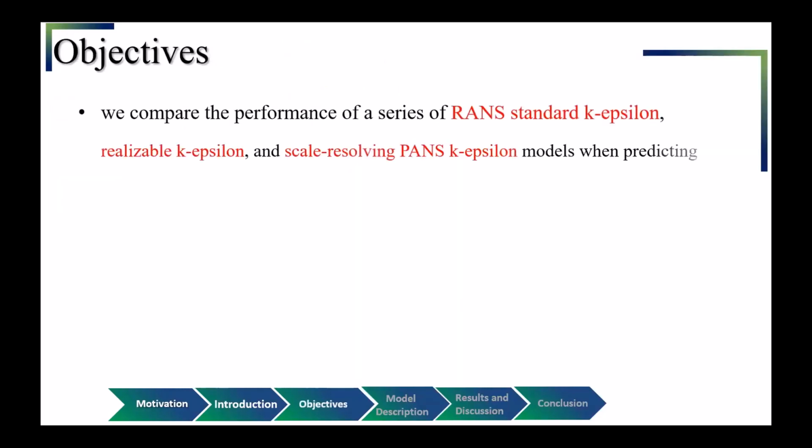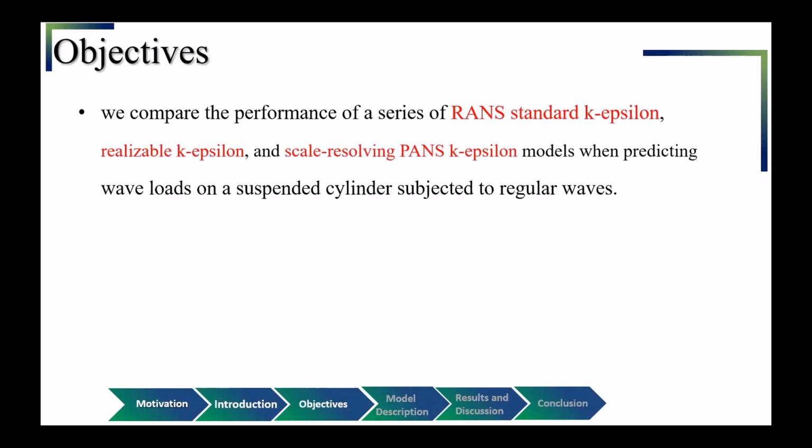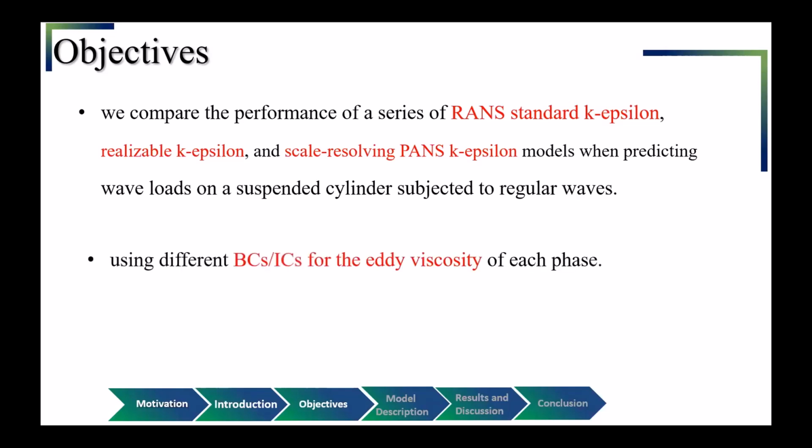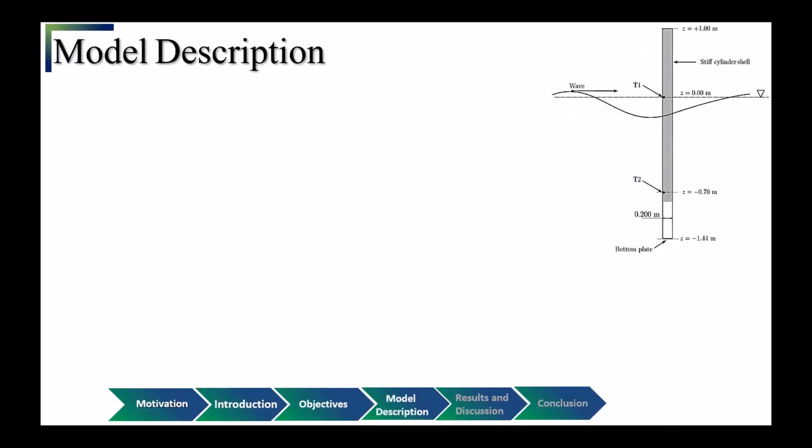So our objective here is to compare different turbulent models like RANS, standard k-epsilon, realizable k-epsilon, and scale-resolving BANS k-epsilon on predicting the hydrodynamic forces on just a simple geometry like a suspended fixed cylinder interacting with regular waves. Our investigations also include the effect of using different boundary and initial conditions for each phase, depending on the physical viscosity of each phase. Simply, the comparative study among high fidelity, various turbulent modeling techniques is applied to a suspended cylinder as a validation process, comparing the model's results with available experimental data.